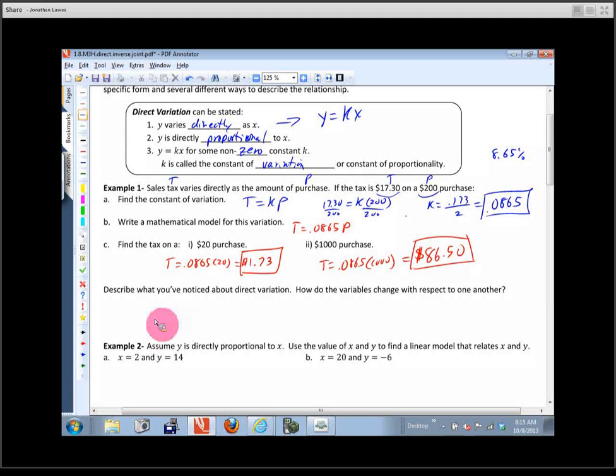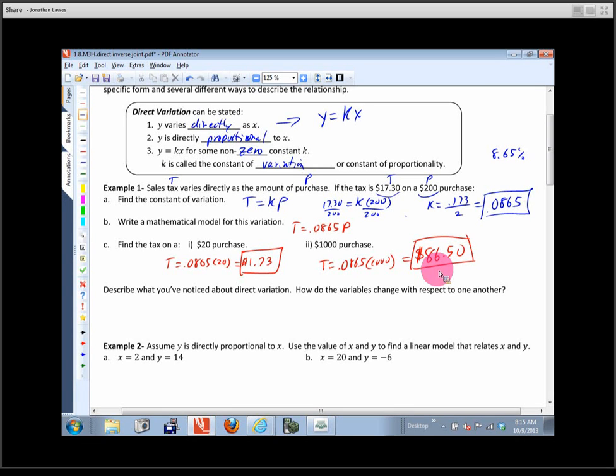Now take a look at what we've got here. We have three different instances. We've got a purchase price of $200, and we paid $17.30 in tax. Purchase price of $20, we paid $1.73 in tax. And $1,000, we paid $86.50. This is the nature of direct variation. Let me put these in order: $20, $1.73; $200, $17.30; $1,000, $86.50.